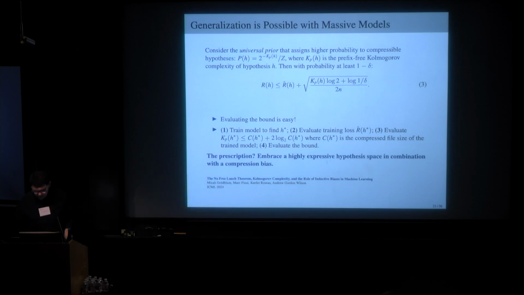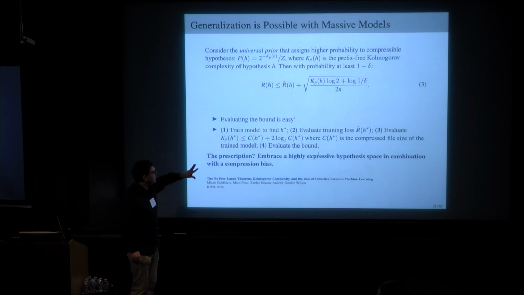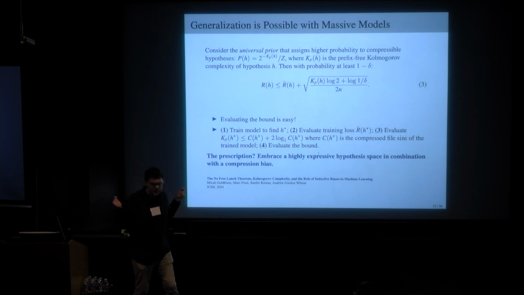And this also leads us to a prescription. In order to have good upper bounds on generalization performance, what equation 3 is saying is we actually do want an expressive hypothesis space, because that's going to enable us to fit the data really well and have low empirical risk. And we want a compression bias.